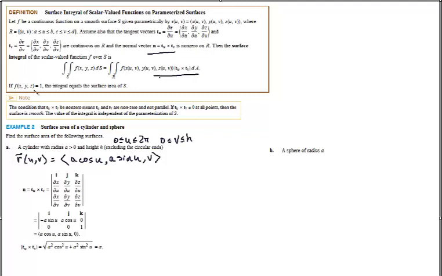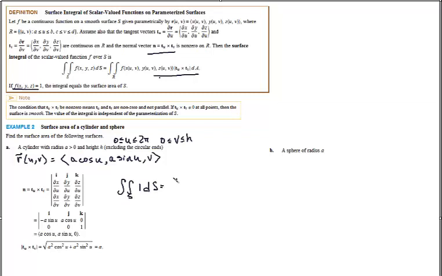Let's notice from our definition that our f of x, y, and z, if it's 1, then the integral equals that surface area. So let's get our integral set up. Here's our integral, 1 ds.